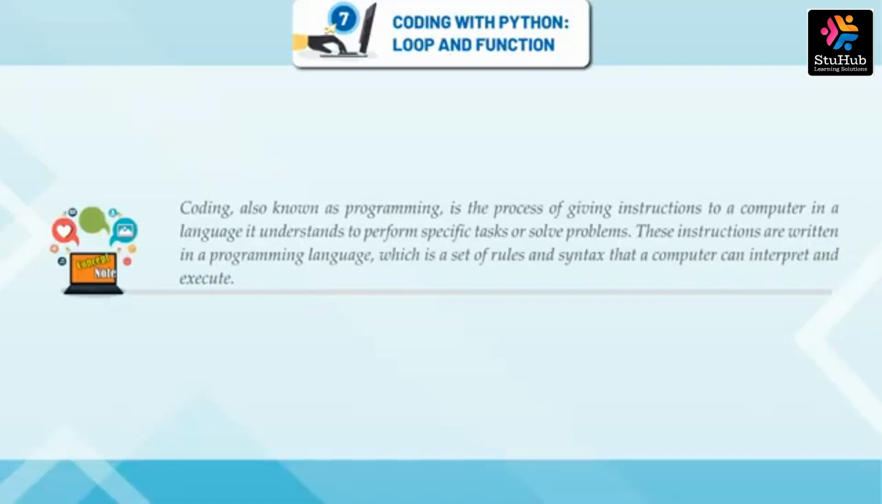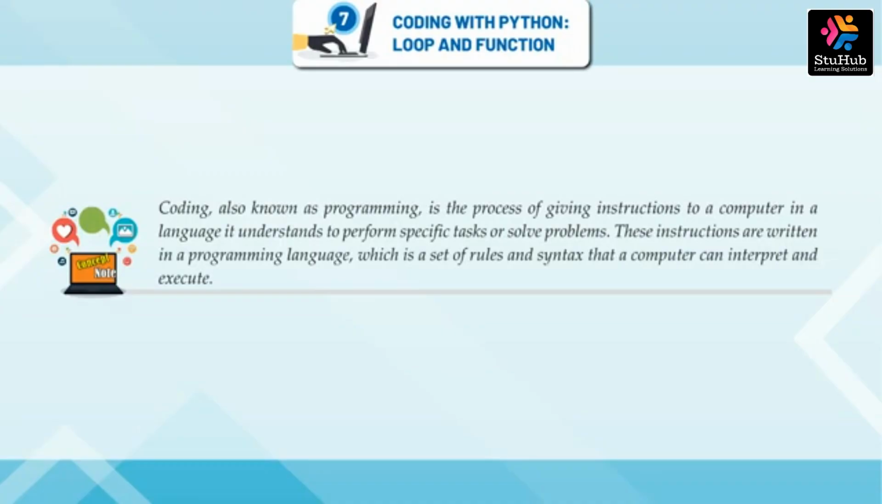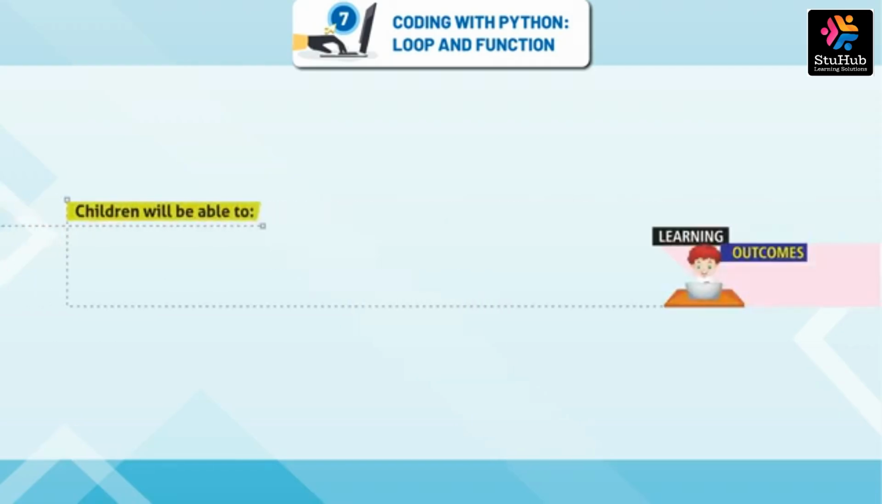Concept note. Coding, also known as programming, is the process of giving instructions to a computer in a language it understands to perform specific tasks or solve problems. These instructions are written in a programming language, which is a set of rules and syntax that a computer can interpret and execute. Learning outcomes. Children will be able to understand the role of loops and functions in Python programming.